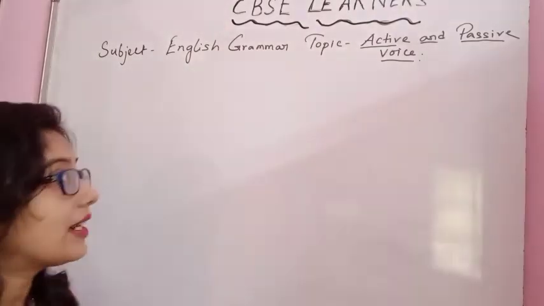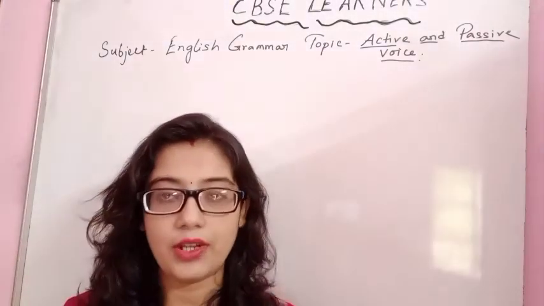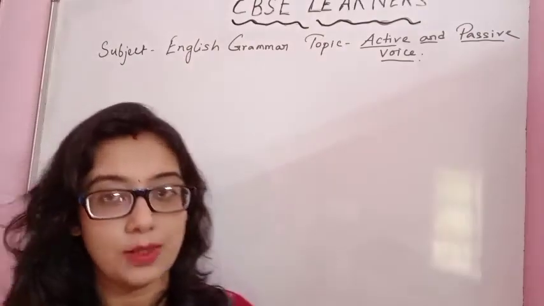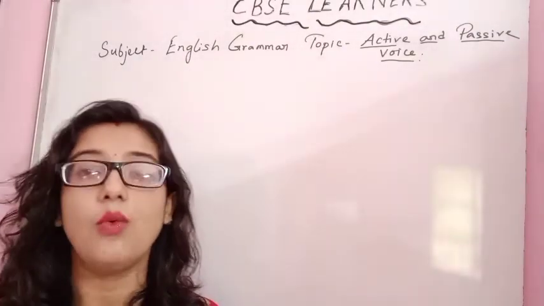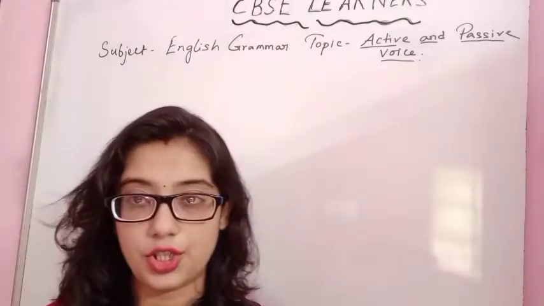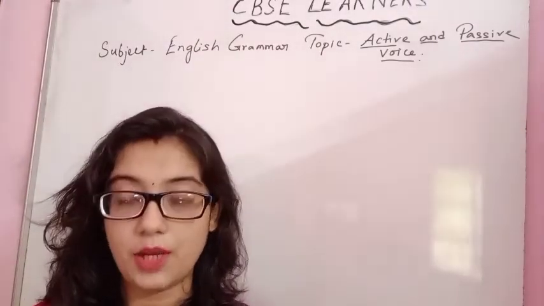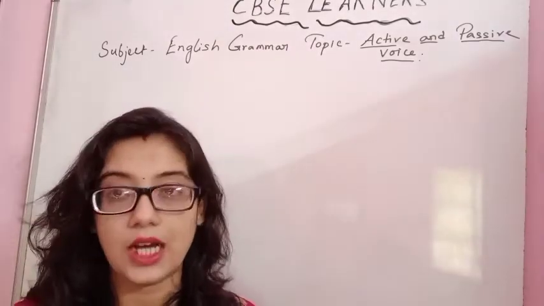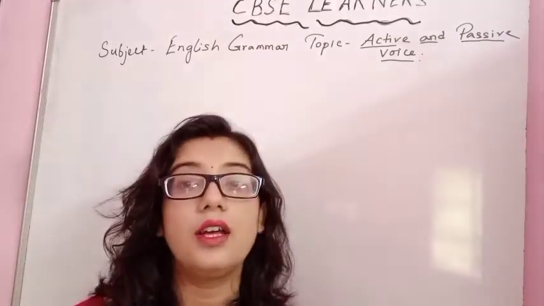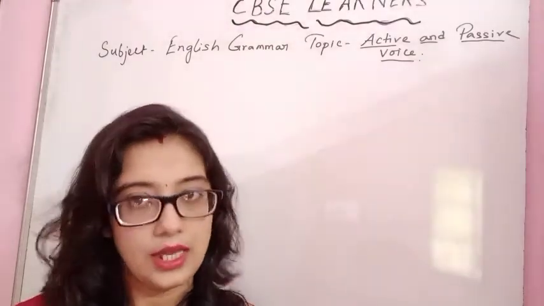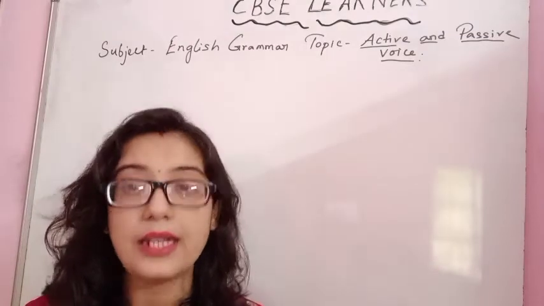Active and passive voice is actually known as voice change. It is one of the most important parts of English grammar. Now what does it do? It deals with the relationship between the action done by a verb and the subject or the object on whom the action is done, who takes part in that action.